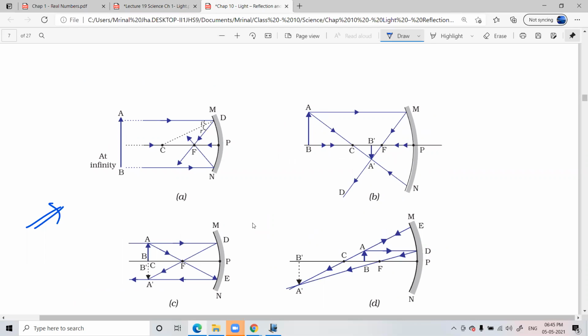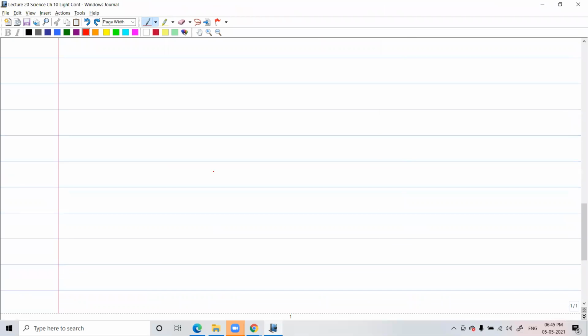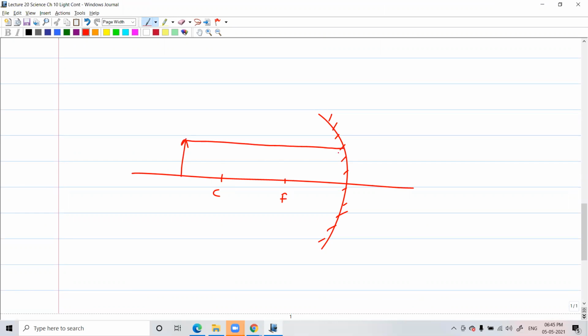Sir, can we make it go through P? Of course we can. But let's say you don't know where this point is meeting. Let me draw a rough figure for you. So let's say this is my concave mirror, focus, center of curvature, object is here. I made the parallel light over here. I know it will go through the focus. Now, I don't know where it is meeting.